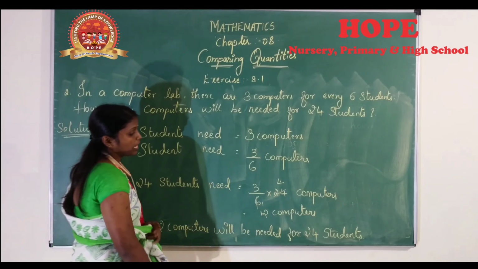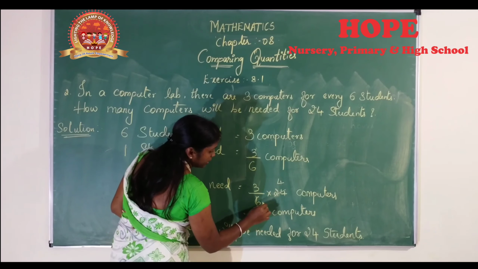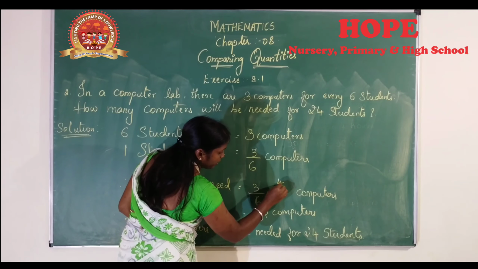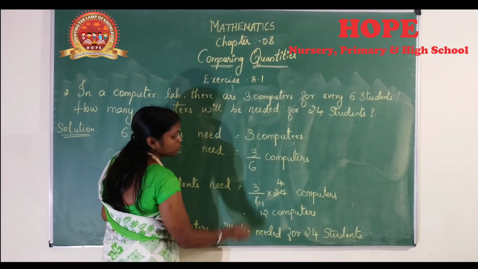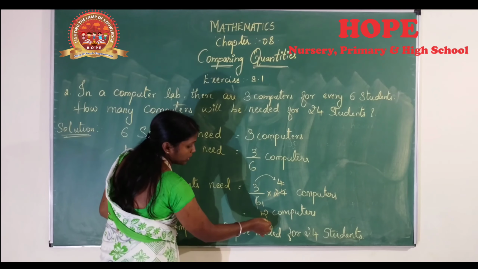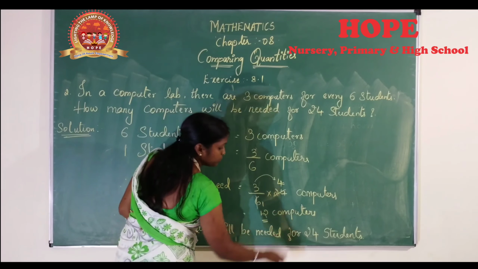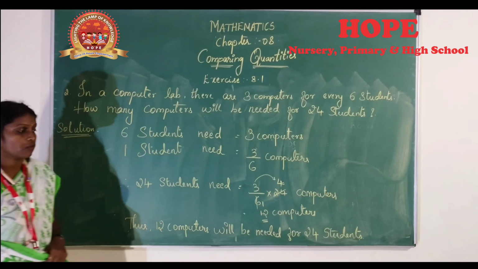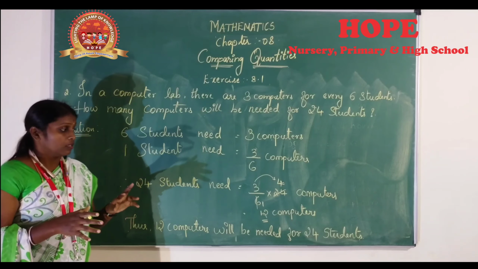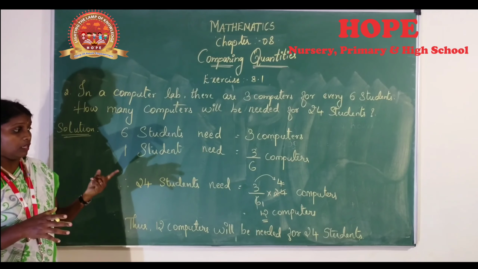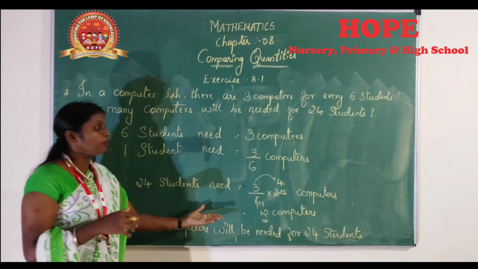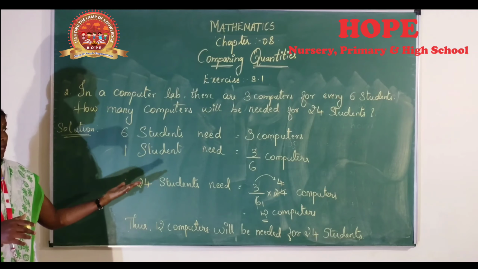Here we are cancelling it out. 6 ones are 6, 6 fours are 24. So we are multiplying the 2. 3 fours are 12. So 12 computers are required for 24 students. That means 2 students are using a single computer. So this is how we compare and solve it.